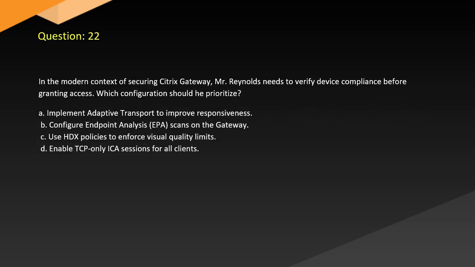Question 22. In a modern context of securing Citrix Gateway, Mr. Reynolds needs to verify device compliance before granting access. Which configuration should he prioritize? A. Implement adaptive transport to improve responsiveness. B. Configure endpoint analysis (EPA) scans on the gateway. C. HDX policies to enforce visual quality limits. D. Enable TCP/IP sessions for all clients.